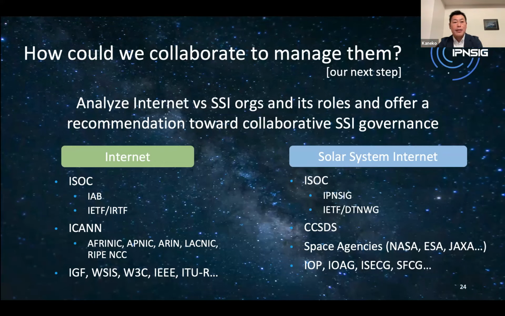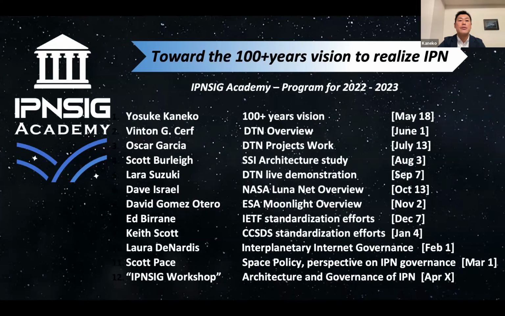I am kind of running out of time, so I will move fast. So I just want to take a moment to briefly touch upon our recent program called the IPN-SIG Academy. We have a long way to go to realize SSI. We have another 100 years to go. So our generation alone cannot achieve this goal. So that's why we've set up this IPN-SIG Academy. It's basically a venue to nurture the knowledge and expertise for the young generations who would eventually become the real engines of making this real.